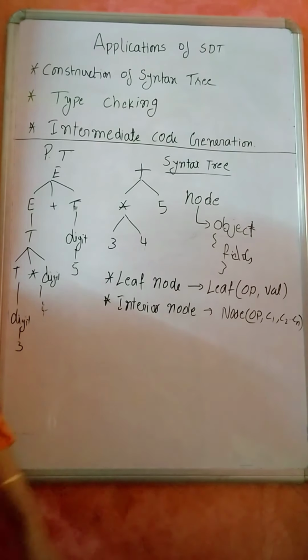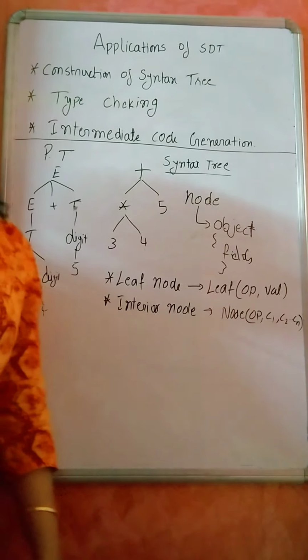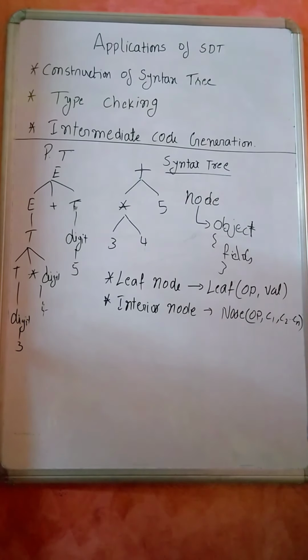The OP field is a field which labels your node. If it is a leaf node, it labels that one. If it is any of the interior nodes, it labels that one. So the OP field is used for labeling of the node, and depending on how many child nodes an interior node has, that many fields will be there. Getting my point? Suppose the node is a leaf node, you will have the OP field, and along with it one more field, that is the lexical value provided by the lexical analysis phase.